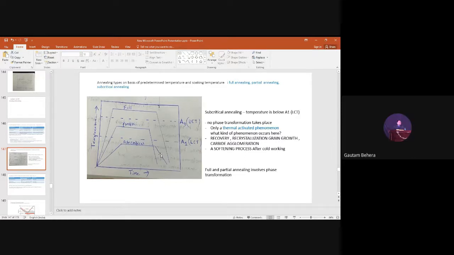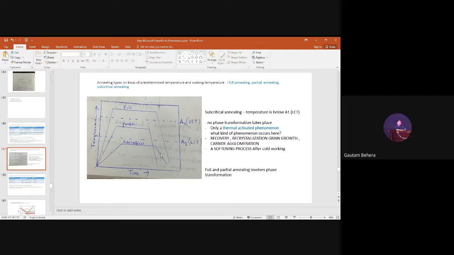Why does the material become strained? What is the meaning of strained material? Strain means there are a lot of dislocations in it. Very good. That means we have a lot of dislocations in the material, a lot of stored energy in our material, right? So we will remove those defects, dislocations. The strain hardening effect is getting removed.